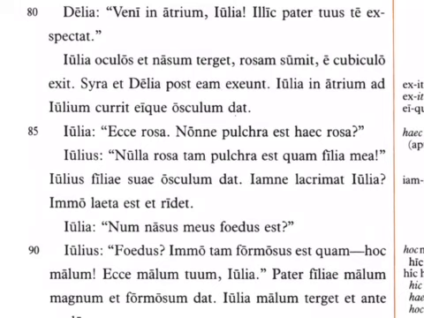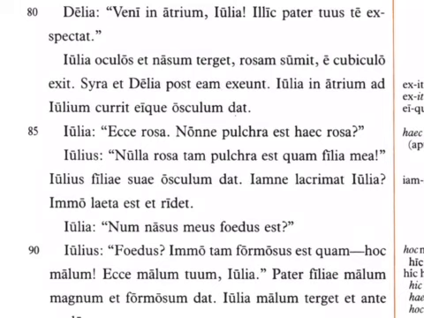Notice again, you get the e meaning out of, and also the ex prefix, which also means out of, but you just need to say it once in English. You don't say she goes out of out of the bedroom. You should just say she goes out of the bedroom. Syra et Delia post eam exeunt. Syra and Delia exit or leave behind her.